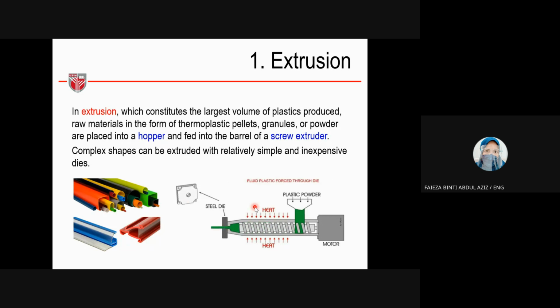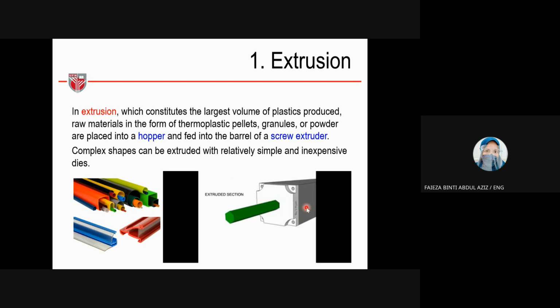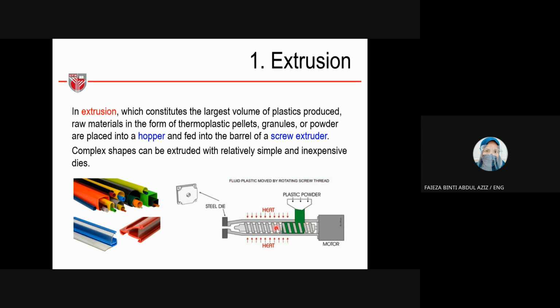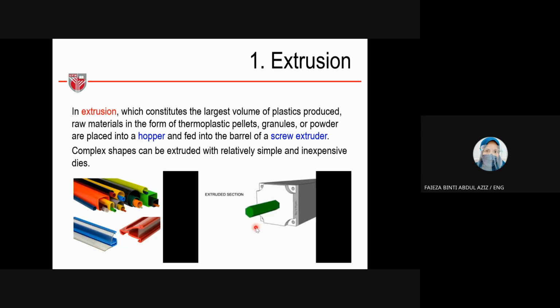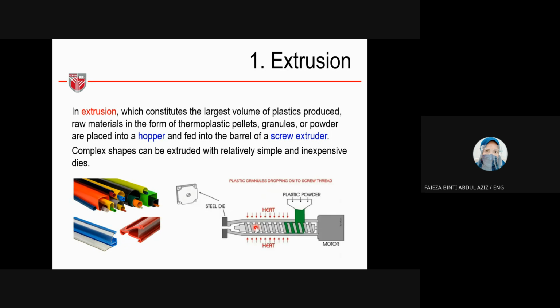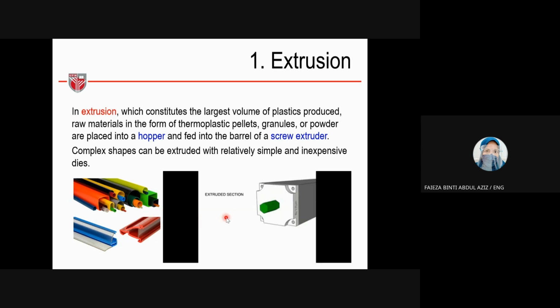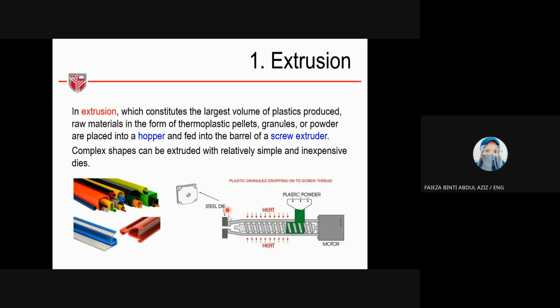Extrusion accounts for the largest volume of plastic produced, where the raw materials in the form of thermoplastic pellets, granules or powder are placed into a hopper and fed into the barrel of a screw extruder. You can see the screw extruder here. Complex shapes can be extruded with relatively simple and inexpensive dies. These are the steel dies.